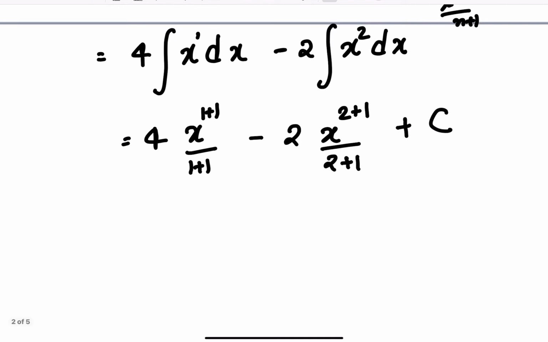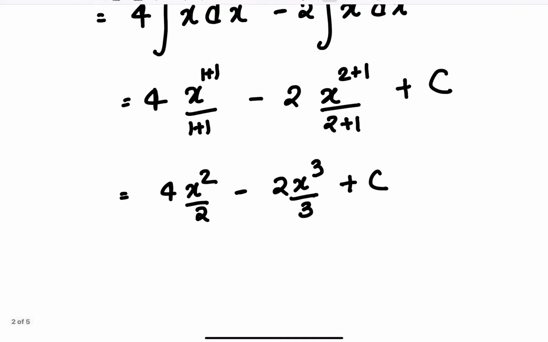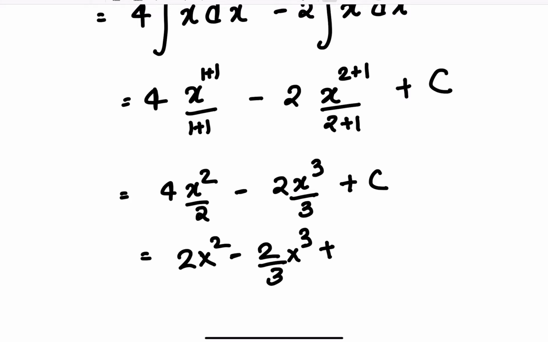And now when I simplify this, what do I get? 4x squared over 2 minus 2x cubed over 3, plus C. I can simplify this further to 2x squared minus 2 over 3 x cubed plus C.